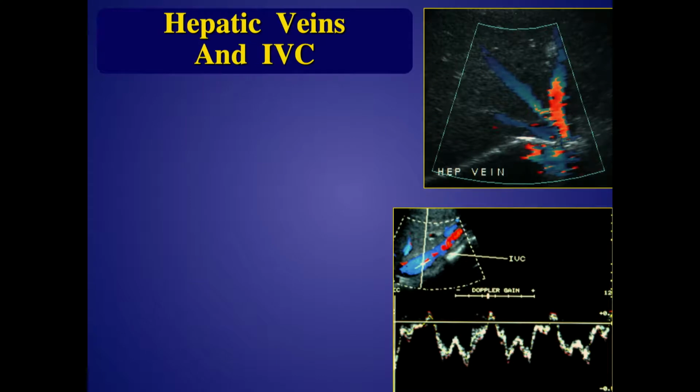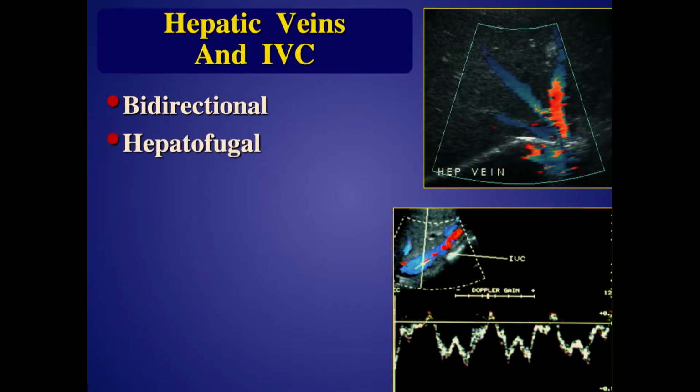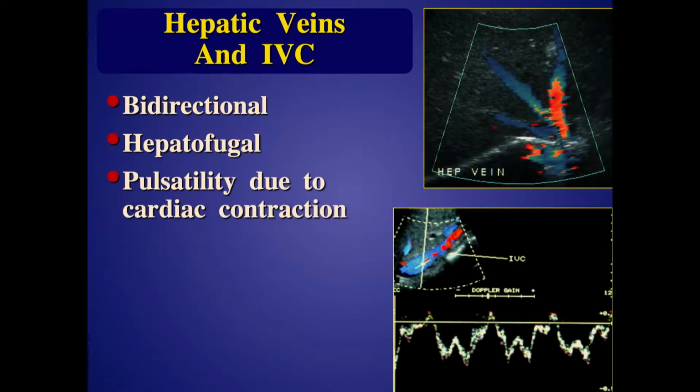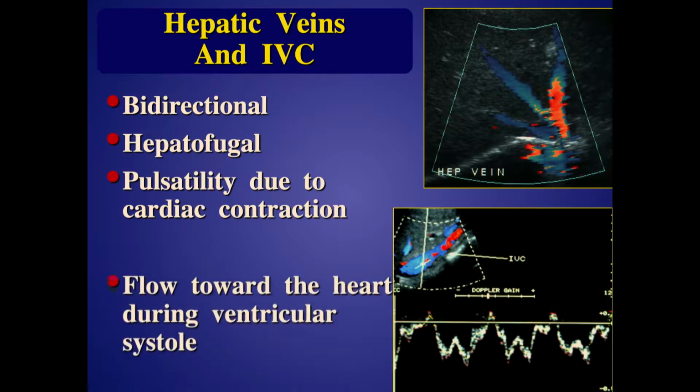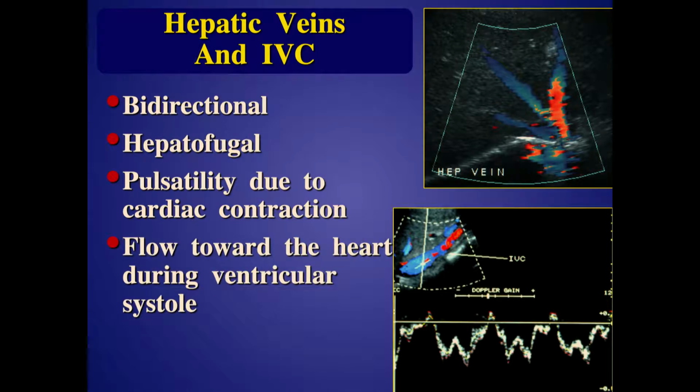Now, moving on to the hepatic veins and IVC, we already mentioned that the flow pattern is very different. Rather than having that unidirectional undulating pattern, here we typically see a more pulsatile pattern, typically bidirectional, where blood flow is predominantly away from the liver, obviously toward the heart, but we have that regurgitation that occurs with atrial contraction. So we say it's hepatofugal, away from the liver, the pulsatility related to cardiac contraction, and flow will go toward the heart during ventricular systole.